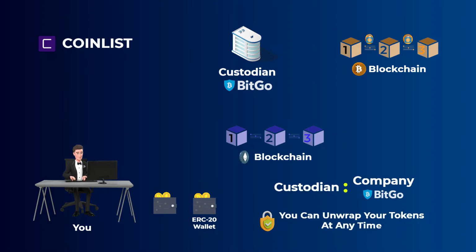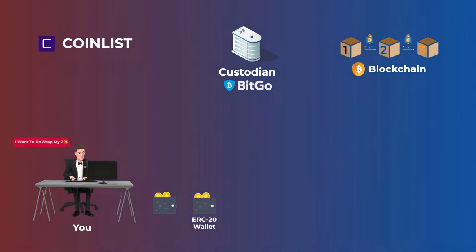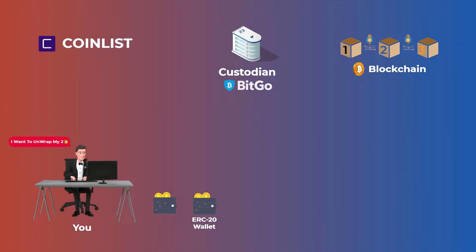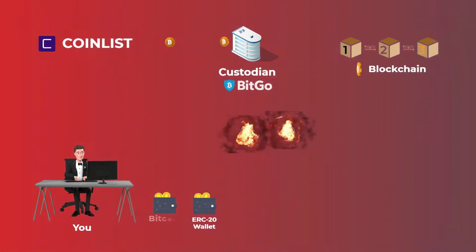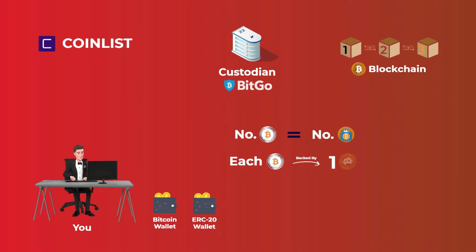At any time, you can unwrap your wrapped Bitcoins and get back your original Bitcoins. To do this, you can go again to the merchant and request to unwrap your tokens. The merchant will send your wrapped Bitcoins to the custodian and request to burn them. So the custodian will burn the 2 wrapped Bitcoins and then unlock your 2 original Bitcoins and send them back to the merchant. Burning the wrapped tokens here means destroying them forever. So the number of wrapped Bitcoins will always be equal to the number of original Bitcoins the custodian has locked, which means that each one wrapped Bitcoin is backed by 1 original Bitcoin.